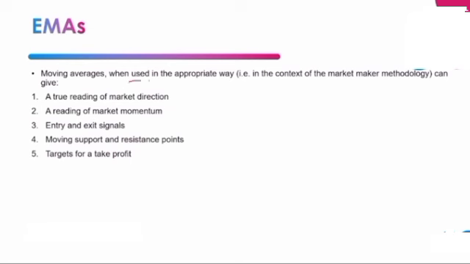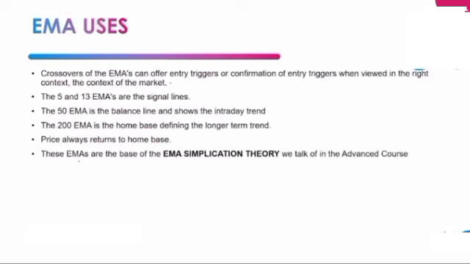So moving averages, when used in an appropriate way, that is in the context of the market maker methodology, give one a true reading of the market direction, a reading of market momentum, entry and exit signals, moving support and resistance points, and targets for a take profit. EMAs can give you a possible point where the market will reverse, and we actually combine that into an EMA simplification theory. So what are the uses of these EMAs?